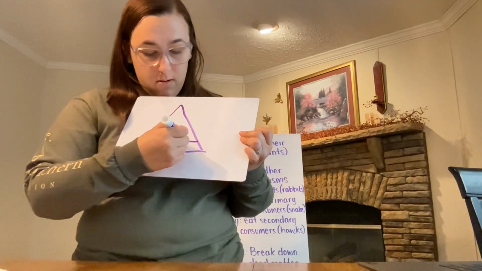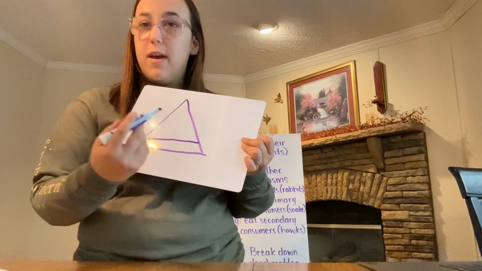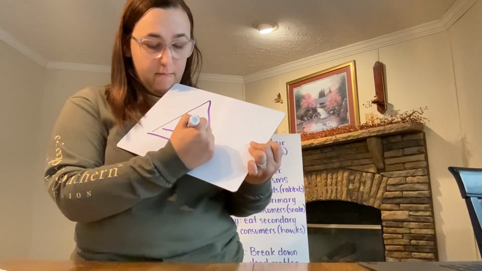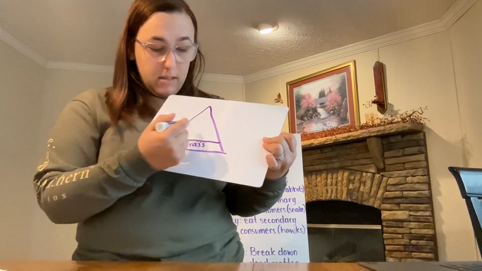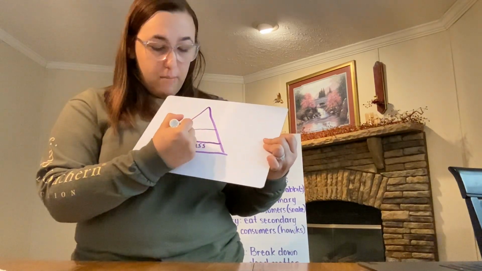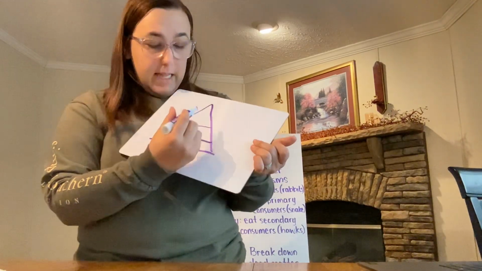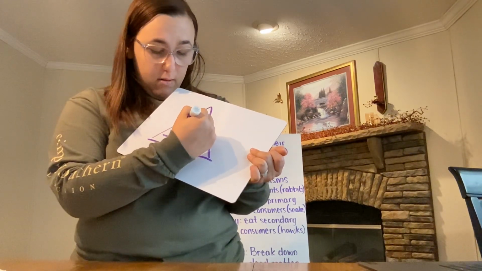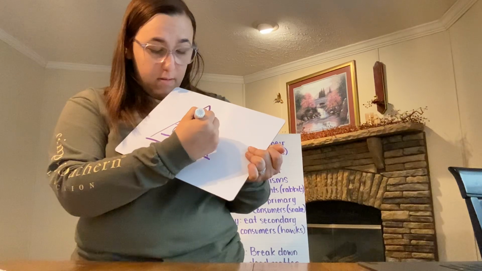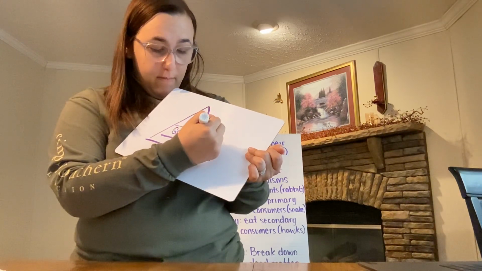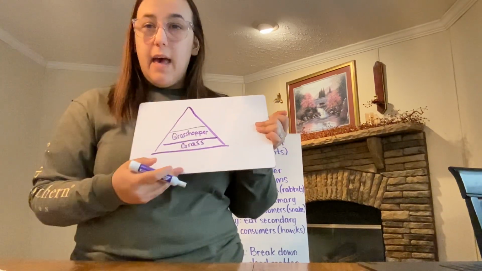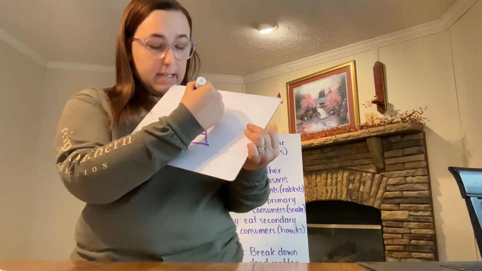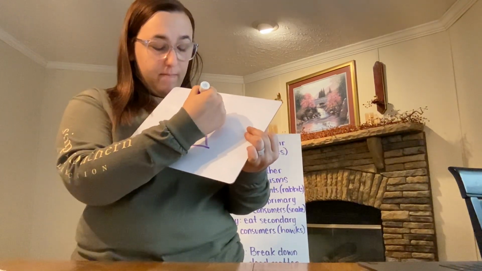So first we start off with our producer, which is grass. Next, we have our primary consumers. Let's say this time it is a grasshopper. And then next we have our secondary consumers, which, let's say this time it is a bird.